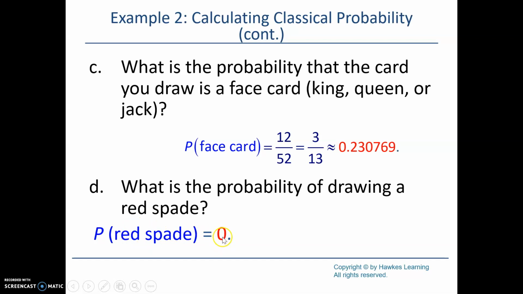Now you could put 0 over 52 to be standard, to kind of keep it looking like this. But 0 over 52 reduces down to 0. So there's no chance you will ever draw a red spade, because the spades are black, not red.